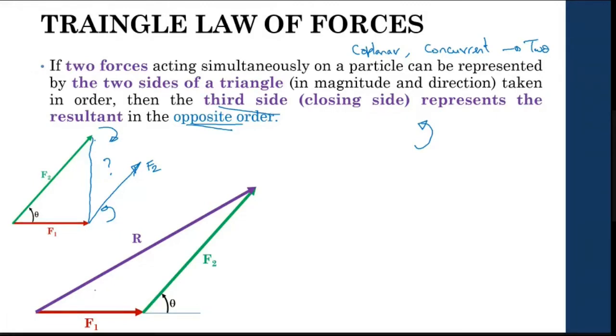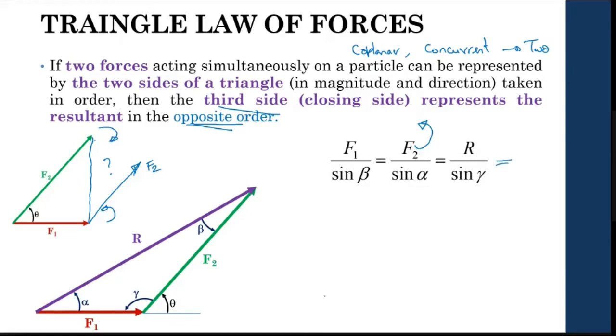Right? Okay. Now let me consider these are my angles. So F1, F2 and R, the angles are alpha, beta, and gamma. So you can get a relation like this. F1 is this, the angle opposite to it is beta, right? F1 by sine beta is equal to F2 by sine alpha is equal to R by sine gamma. Right? This is one relation. So all are the same. Right? This is one relation.